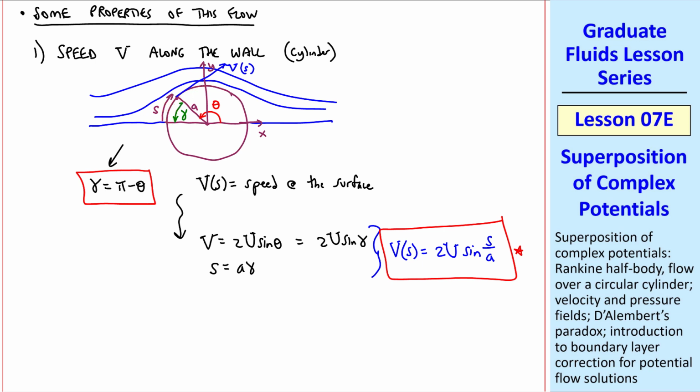Sine of 0 is 0, so at the stagnation point, the speed is 0. It reaches a maximum, which is 2u at gamma equal pi over 2 or 90 degrees, where the sine is 1, and then it decelerates to another stagnation point at the trailing edge. So the speed increases, reaches a maximum at the top, and then decreases back to 0.